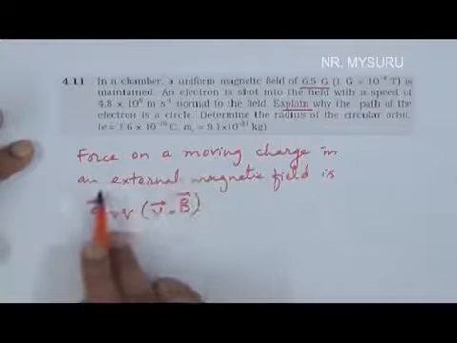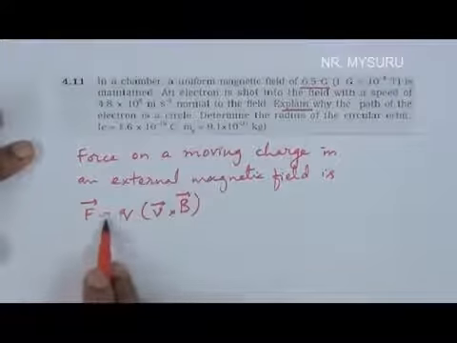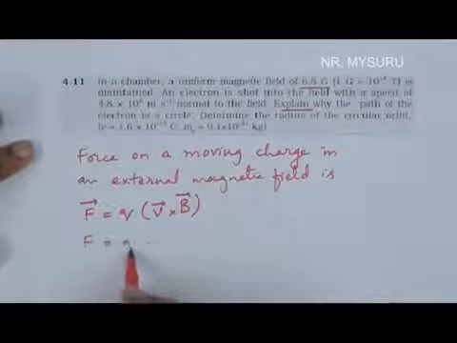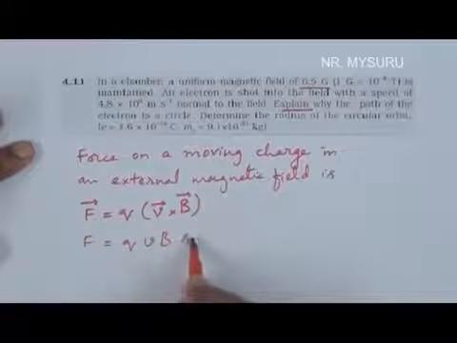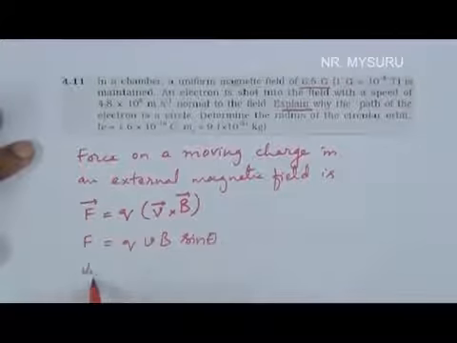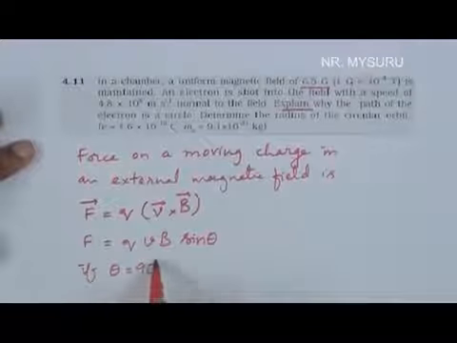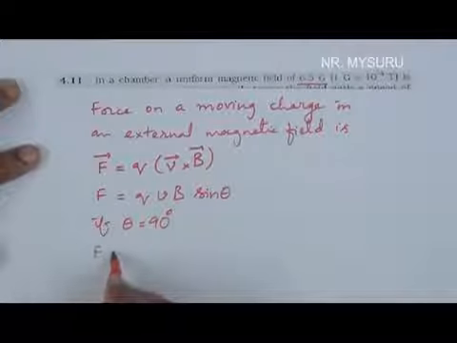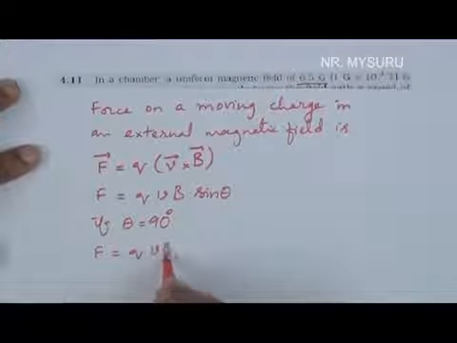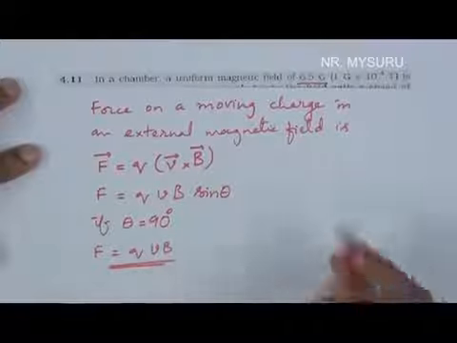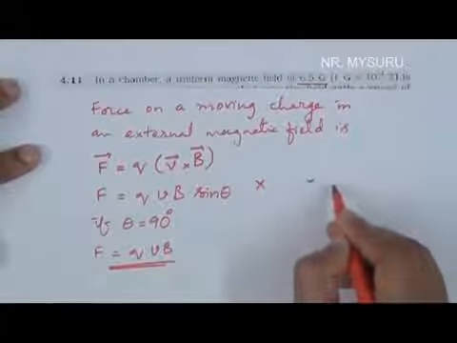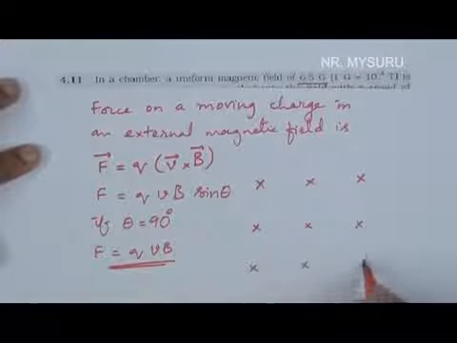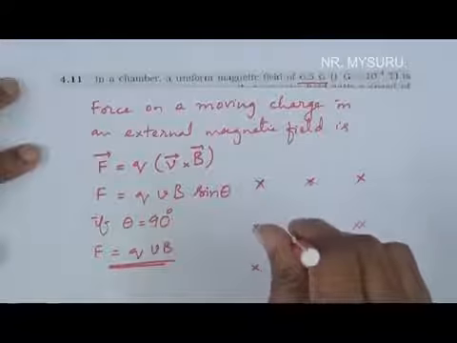Force on a moving charge in an external magnetic field is F equal to Q into V cross B. So magnitude of force equal to QVB sin theta. If theta is 90 degrees, then the force is given by QVB. Let this be a uniform magnetic field. Into represents magnetic field is perpendicular and into the plane, like this.